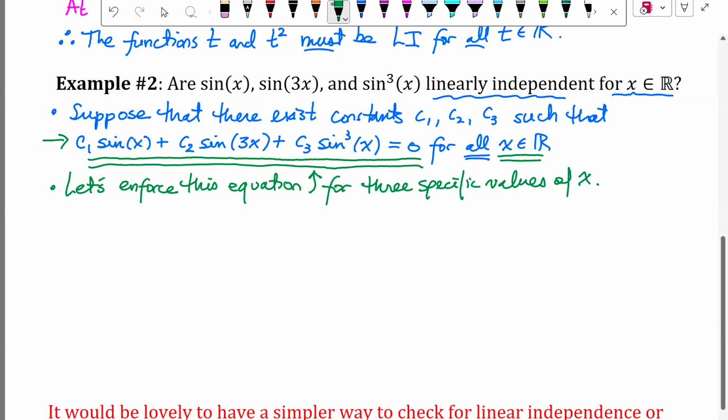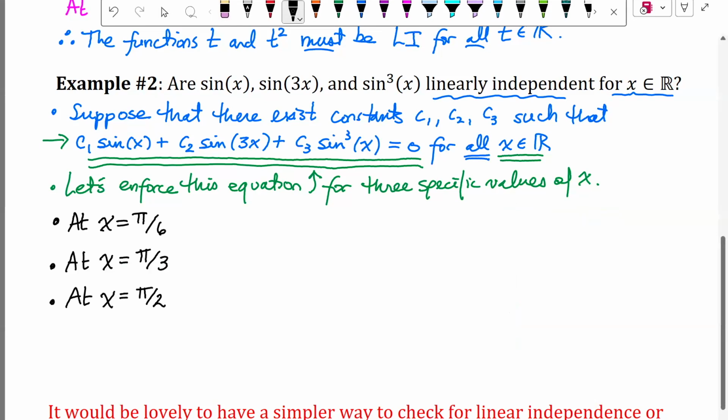Now I'm going to choose values that are going to make it easy to do the computations. The three values of x I'm going to choose are pi over 6, pi over 3, and pi over 2. At each of those points, I'm going to have to evaluate what sine of that point is, and what sine of 3 times that point is, and what the cube of sine at that point is.